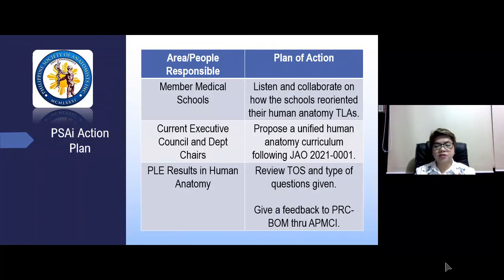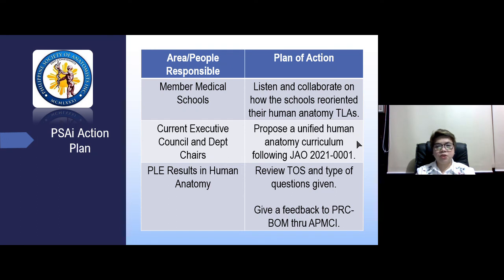With my other hat as the current president of the Philippine Society of Anatomists Incorporated, with a one-year term for every executive council of the society, we are to listen and collaborate on how the schools reoriented their human anatomy teaching learning activities during our mid-year convention. We are also hoping to ask the Association of Philippine Medical Colleges Incorporated to propose a unified human anatomy curriculum following the Joint Administrative Order 2021-0001.